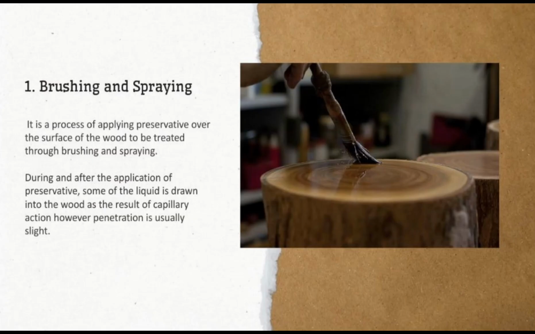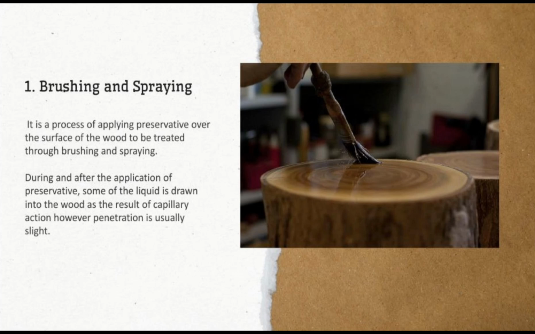First is brushing and spraying. Brushing is the simplest method of applying preservatives. For well-seasoned timber, oil-type preservatives are applied with good quality brushes. For better results, the applied preservative should be hot. Multiple coats should be applied, and a certain time interval should be maintained between successive coats.